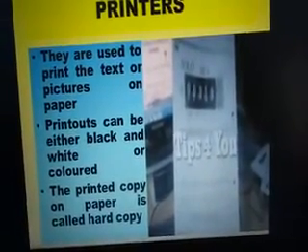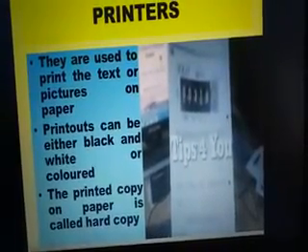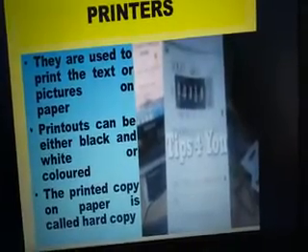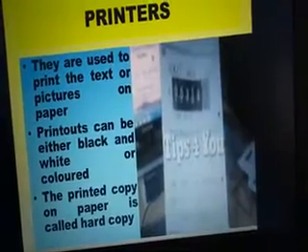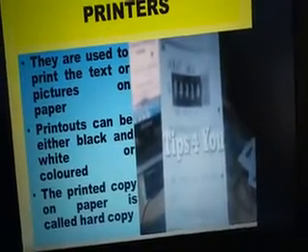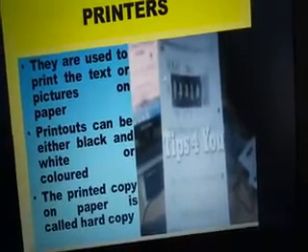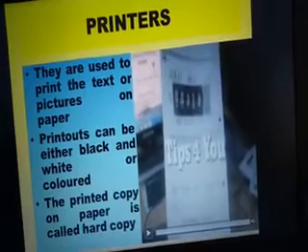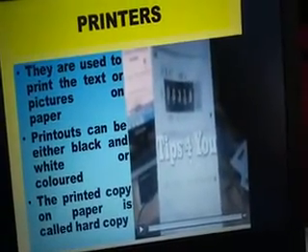Printouts can be either black and white or colored. This particular printer was a colored black and white printer. This was a black and white printer, so you got black and white. But if you have a colored printer, you can get colored output. And the printed copy on paper is called hard copy. That means this thing that you see here, the paper which came out of the printer with something printed on it, this is called hard copy.